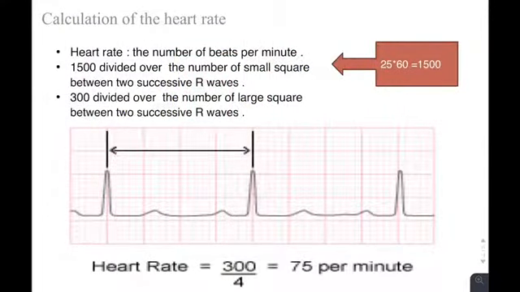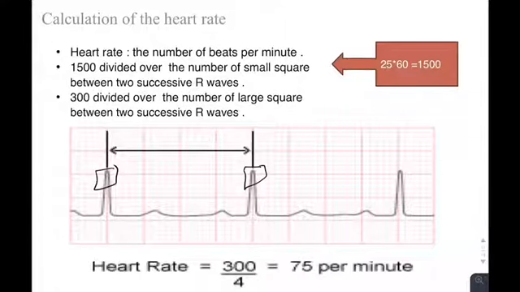Calculation of the heart rate. Heart rate means the number of beats per minute, and we have two methods to measure it. Either 1,500 divided by the number of small squares between two successive R waves, or 300 divided by the number of large squares between two successive R waves.